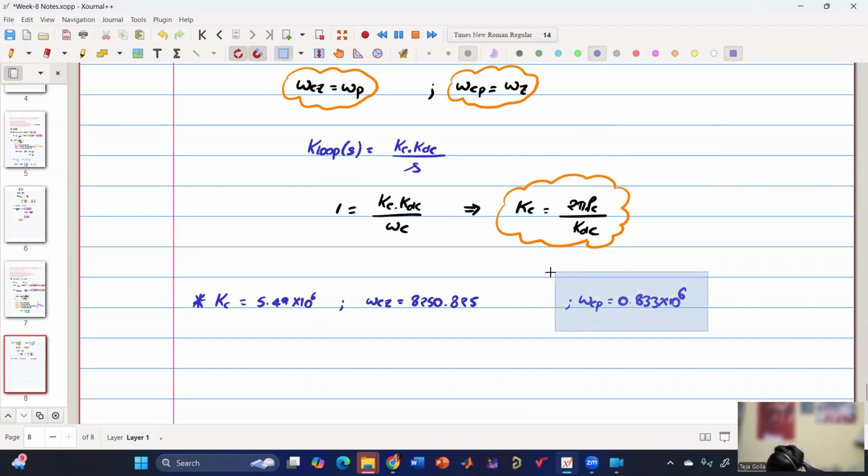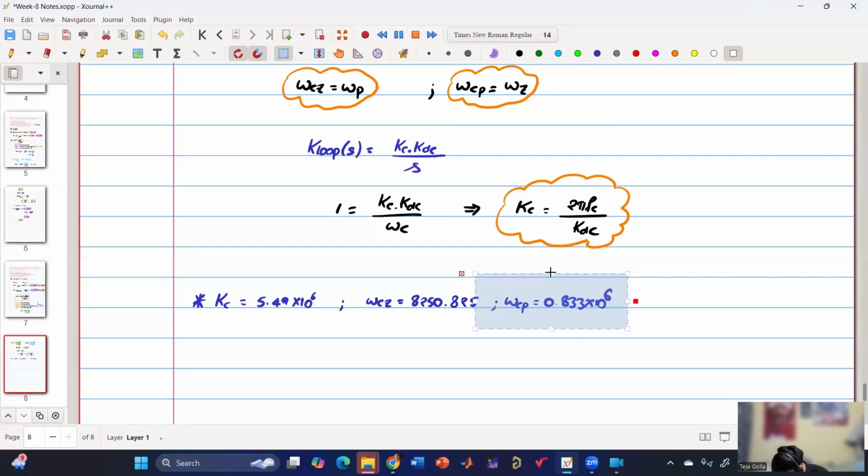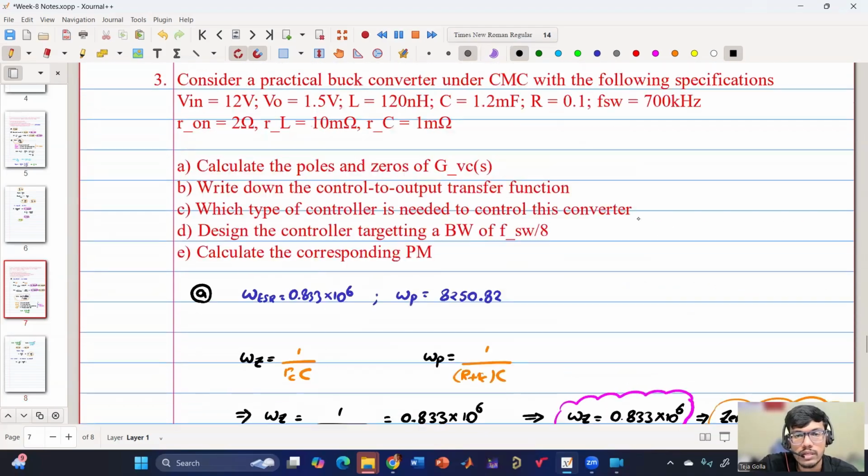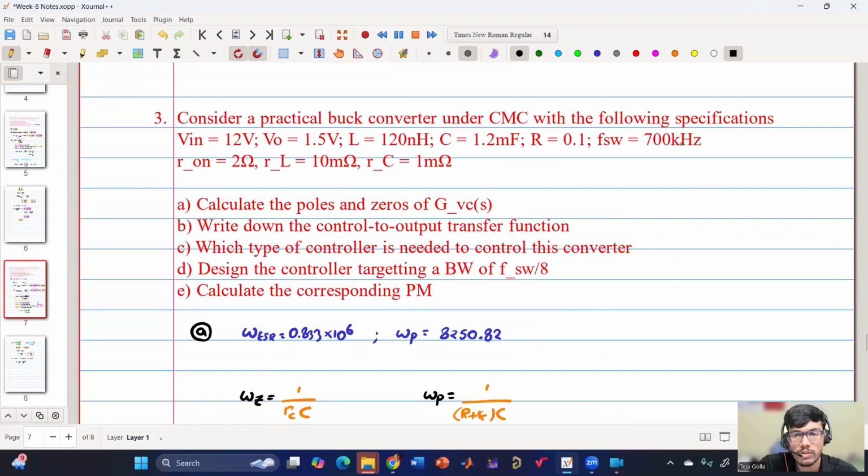Well, because I have not calculated, let me quickly calculate Kc. So we'll get Kc is 2 pi by KDC. How much is R? R is 0.1. And this is the switching frequency, 700 kilohertz, divided by 8, because I have given that as my design requirement. So let me calculate 2 pi into 700 into 10 to the power 3 by... Sir, is it 700 or 7,000? 700 kilohertz. 700 into 10 to the power 3.